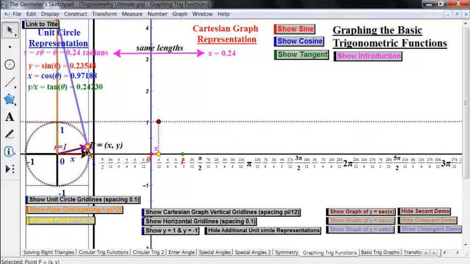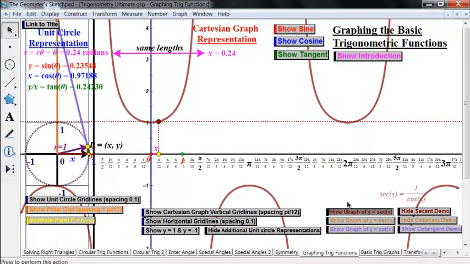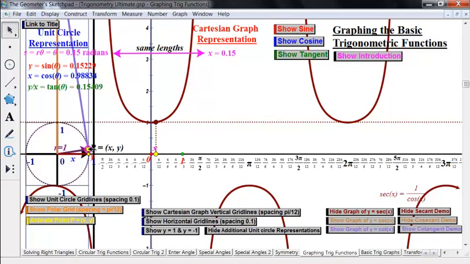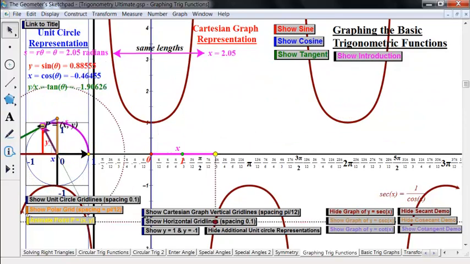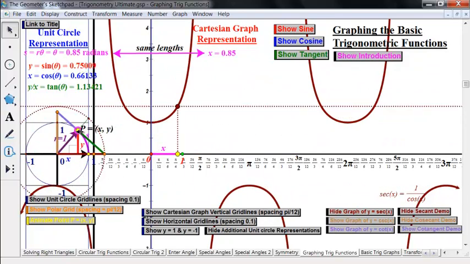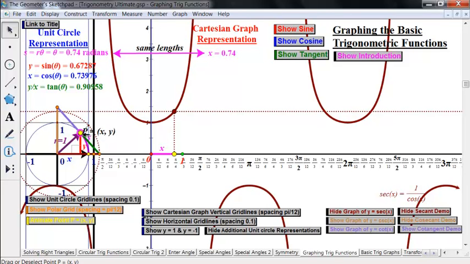So let's see how that traces out if we see the graph. Here's what the graph looks like. And again, you can see that point tracing out as it goes up and down here. So notice the secant is going to be in a bunch of connected pieces, but those pieces are disconnected by vertical asymptotes. And the vertical asymptotes are at odd multiples of pi over 2. So at pi over 2, 3 pi over 2, 5 pi over 2, negative pi over 2, we have vertical asymptotes. So the domain is all reals except for those.